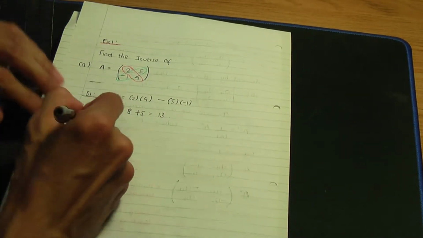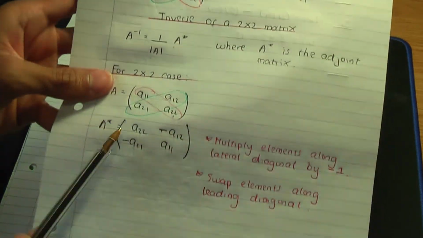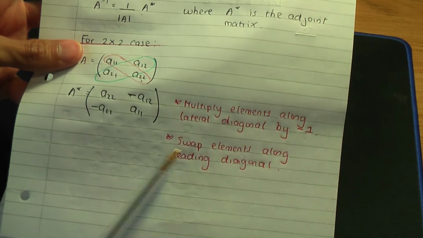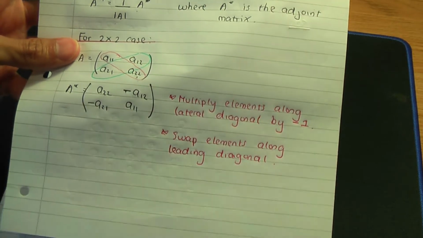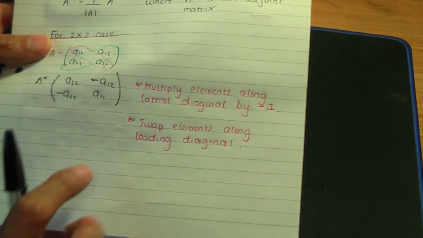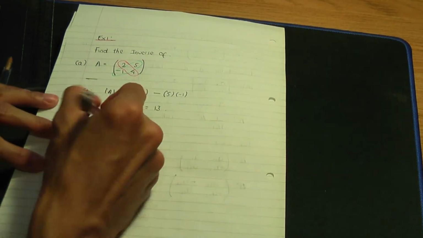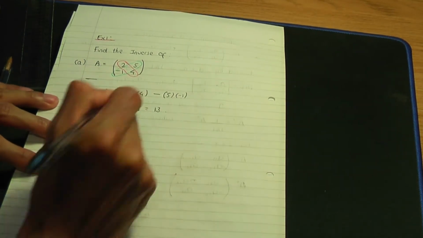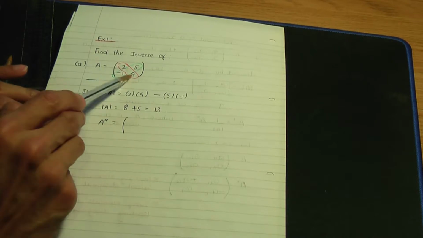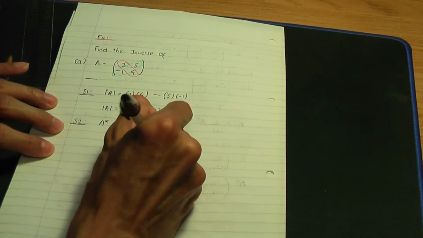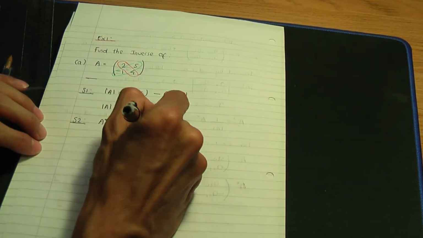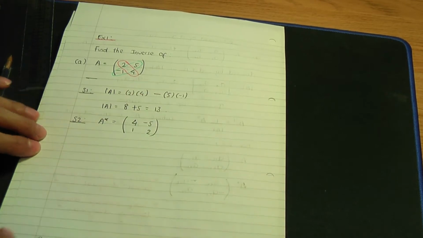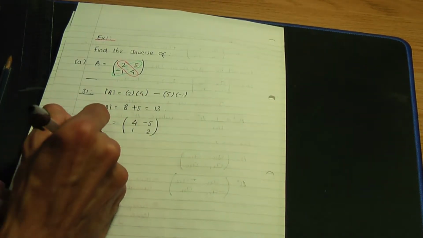Let me follow that through with step number 2. Now step number 2, we also need the adjoint, and remember the steps involved for the adjoint of the 2x2. So swap the elements along the leading, multiplying the elements along the lateral by -1. So in our case, our adjoint A star. So if I swap these elements along the leading, I have 4 and 2. Multiplying the elements along the lateral by -1, I'll have -5 and +1. Okay, so that is step 2.